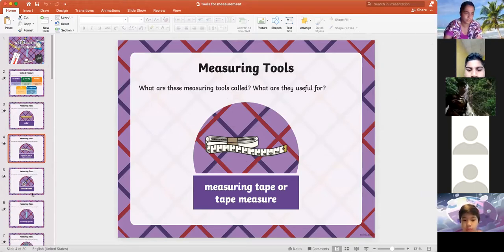You can use to measure material. If you notice carefully, sometimes when your mother wants to measure, or if your mother's a tailor, she wants to measure how long to cut material into, she might use this. In a tailor shop, you'll always find this.